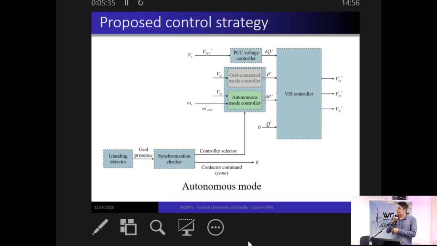So the proposed control strategy has basically 3 modes of operation. The first, I would say, is the autonomous mode, where we have the VSI controller. The VSI controller has all the current, voltage and power control inside. I don't show it because of the time. And we have a PCC voltage controller that tries to maintain the PCC voltage at the nominal value. And we also have an autonomous mode controller that controls the DC link voltage and also controls the angular frequency.